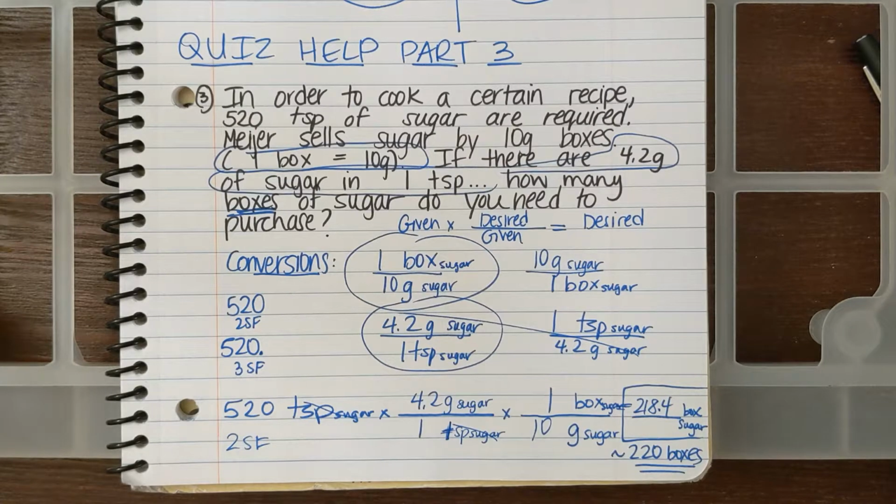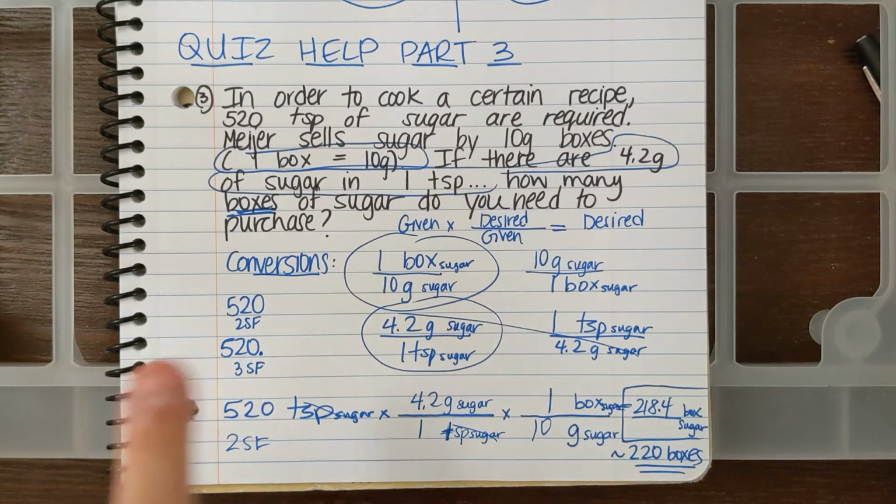Okay? So that was your third part of quiz help. You're going to have a word problem. You're going to have to sort out or find all of the conversion factors from the word problem, and then set up dimensional analysis to do that calculation and word problem.